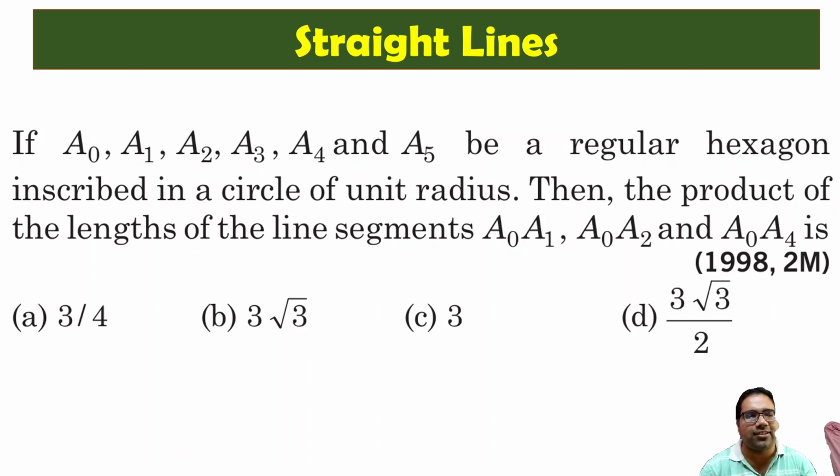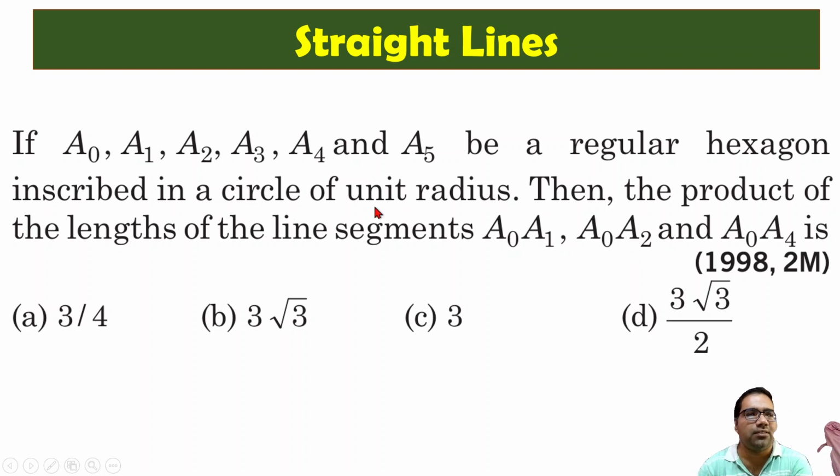There is a regular hexagon with the vertices A0, A1, A2, A3, A4, A5, A6. Then we have to find the product of lengths of A0A1, A0A2 and A0A4. Let us try to draw a rough sketch of a regular hexagon in the unit circle.